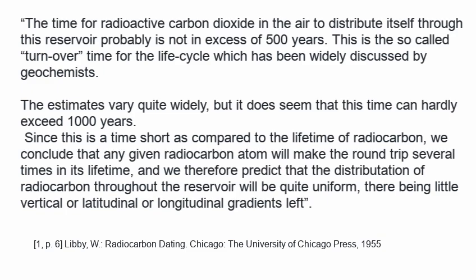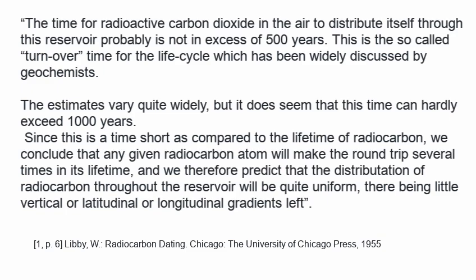This is the so-called turnover, time for the life cycle, which has been widely discussed by geochemists. The estimates vary quite widely, but it does seem that this time can hardly exceed 1,000 years. Since this is a time short as compared to the lifetime of radiocarbon, we conclude that any given radiocarbon atom will make the round trip several times in its lifetime. And we therefore predict that the distribution of radiocarbon throughout the reservoir will be quite uniform, there being little vertical or latitudinal or longitudinal gradients left.